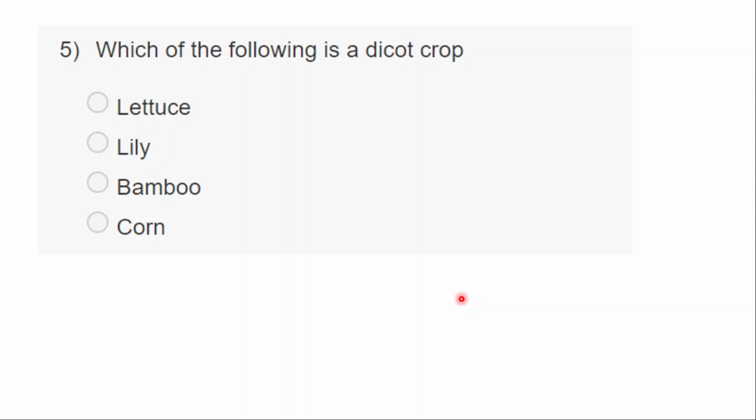What if the bamboo is the right answer? Okay, just joking with you.